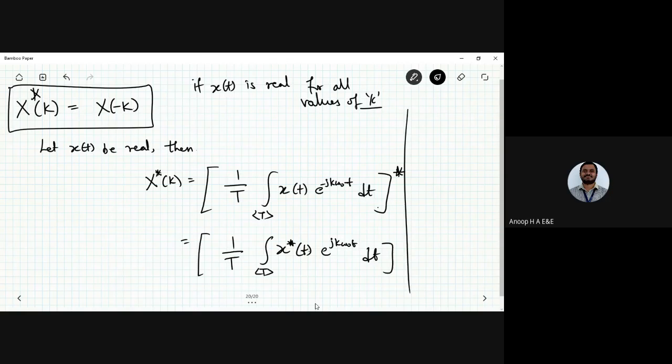Once it is subjected to the conjugate, whatever the values listed out here, it is x star of t. Next, the minus value: once you have the negative value, it turns into positive. That is how it is represented in terms of the complex nature, so e power j k omega naught t dt. Now what is being asked here? How are we going to write it? x of t is real. If x of t is real, can anyone tell me how I can write x star of t?